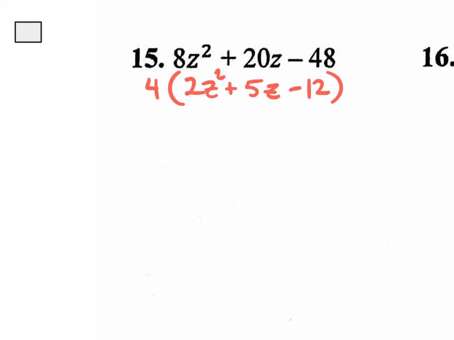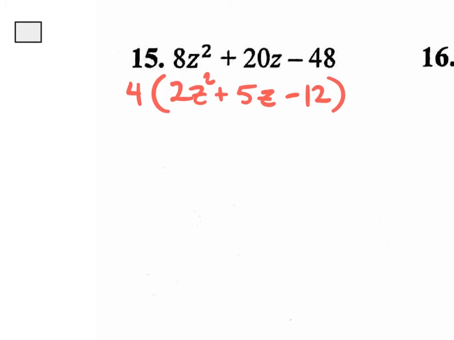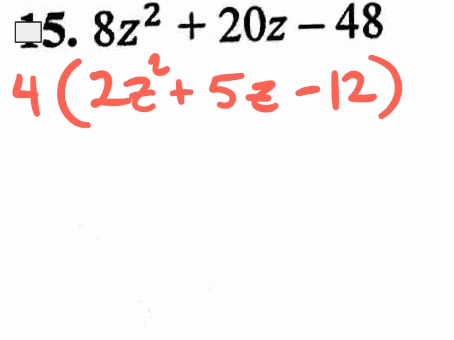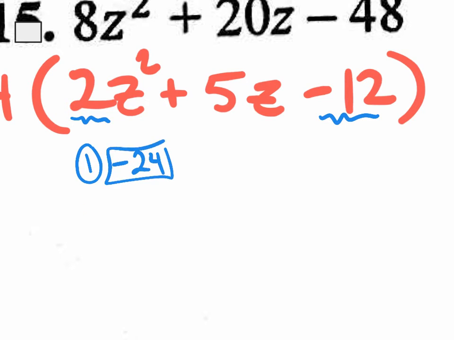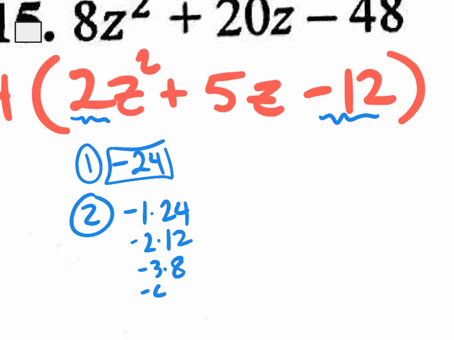Now, on the inside of the parentheses, we're going to ignore the 4 that's on the outside. So we could focus in on the inside of the parentheses, ignoring the 4 for a while, and use the a value of 2 and the c value of negative 12 to do the multi-step process. Step 1, a times c, that's going to be a negative 24. Step 2, think of the multiples of negative 24. Negative 1 times 24, negative 2 times 12, negative 3 times 8, negative 4 times 6. Those are all the possibilities. Which pair of numbers combines together to give us the middle value b?